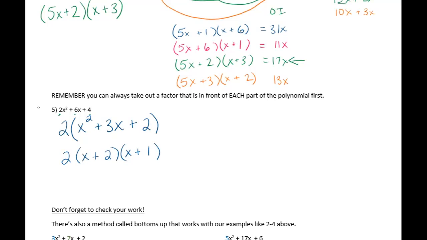So I'm done. Let me show you what it would have looked like if you had not taken out that factor first. And when you're checking your homework against the book, it's not going to give you the same answer.